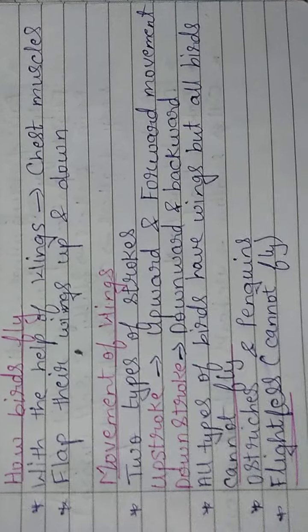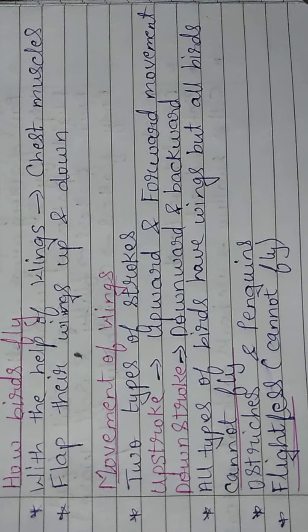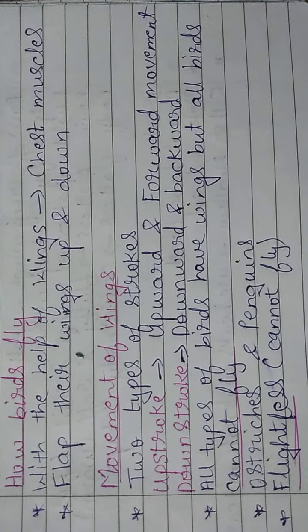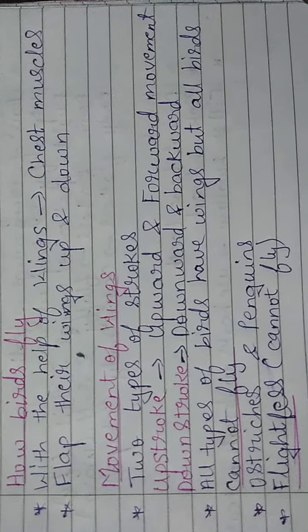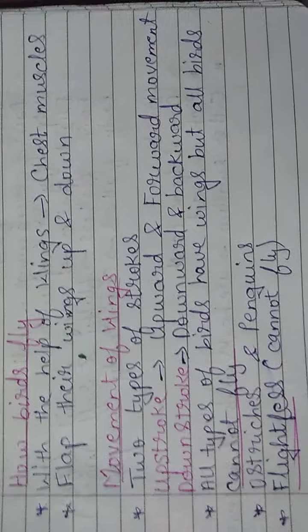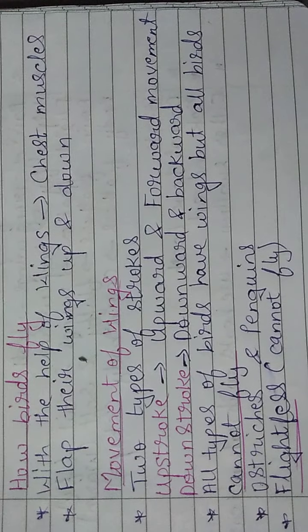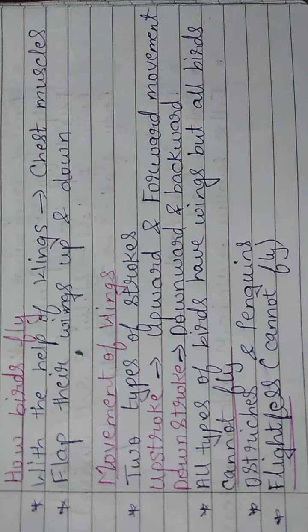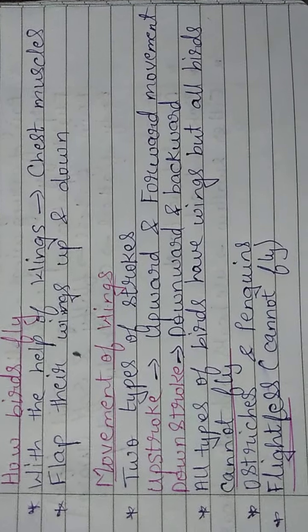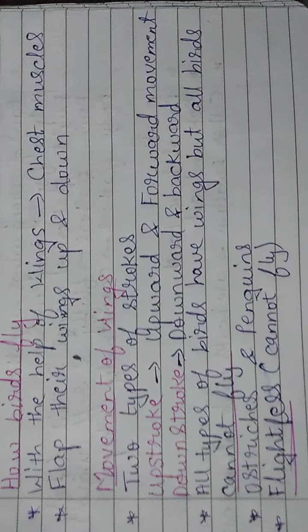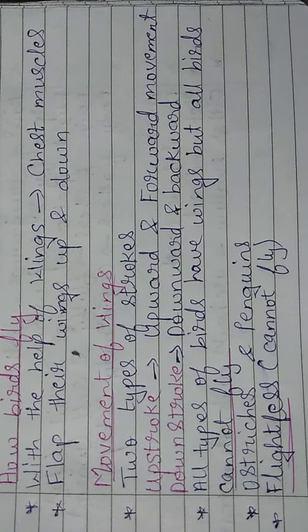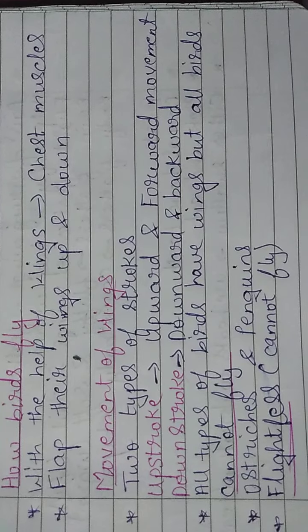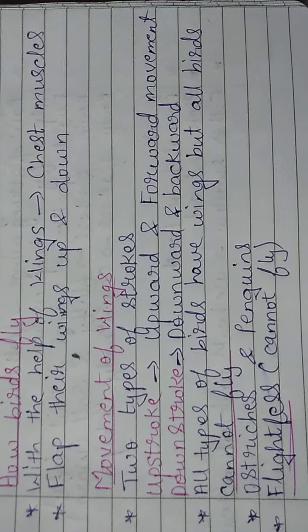Now what do birds do? They flap their wings up and down. All of you must have seen birds flying, right? So birds fly with the help of their wings. They flap their wings up and down. Okay, now let us see the movement of wings. They use two types of strokes to fly. First is the upstroke and the downstroke.